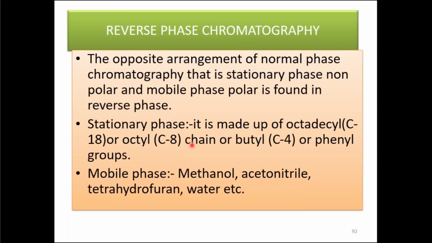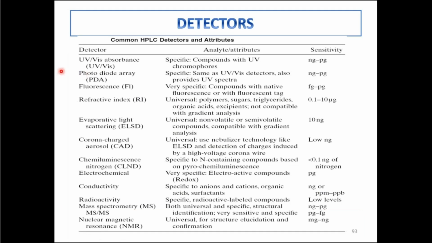Stationary phase is made up of octadecyl, that means C18, or octyl, that is C8 chain, or butyl, that is C4, or even phenyl group. So these are the various types of stationary phases that you may come across in reverse phase columns. They are in short called the RP columns. Mobile phase would be more polar, so you will have methanol, acetonitrile, tetrahydrofuran, water, etc., and various mixtures of these in different proportions. So that completes about the column and the stationary phase.